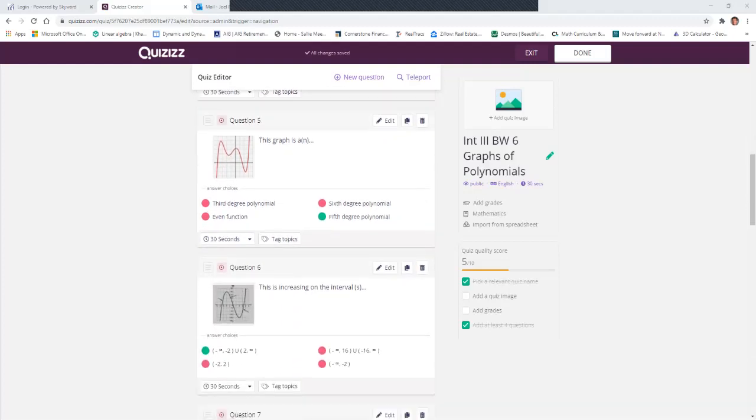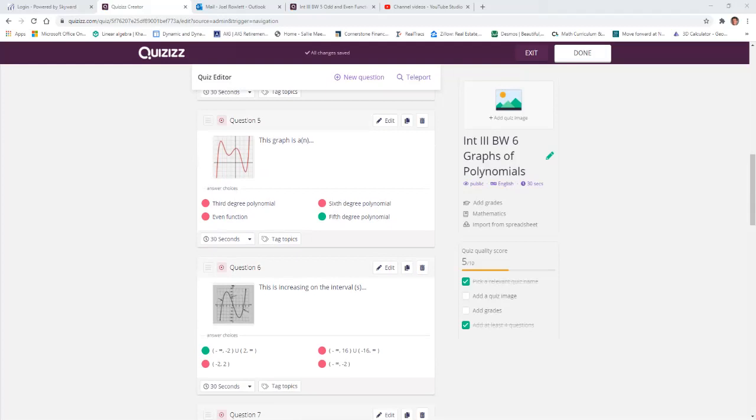Number 5. This graph is a 3rd degree, a 6th degree, an even function, or a 5th degree. Well, we know it cannot be even because the end tails, right, point in different directions. The tail on the left is pointing down. The tail on the right is pointing up. So that is not an even function.